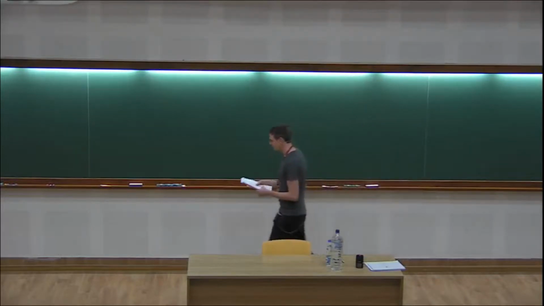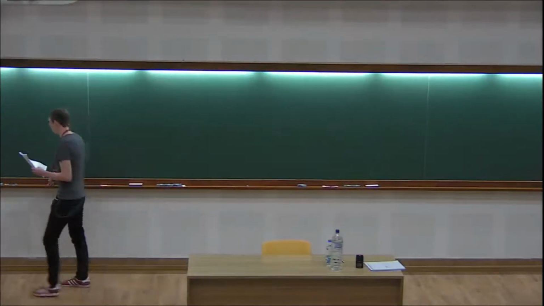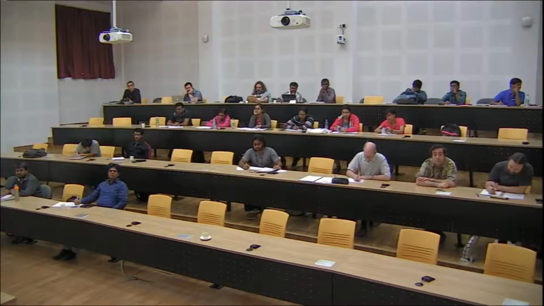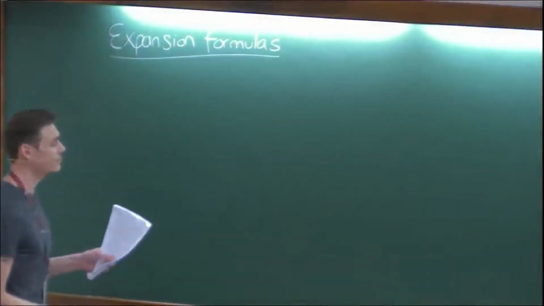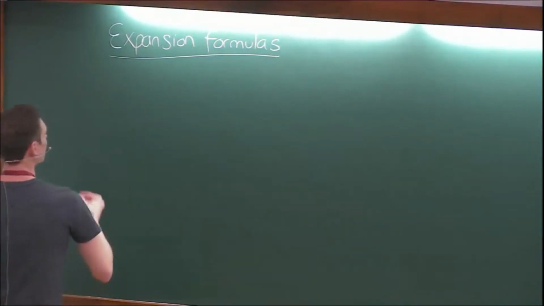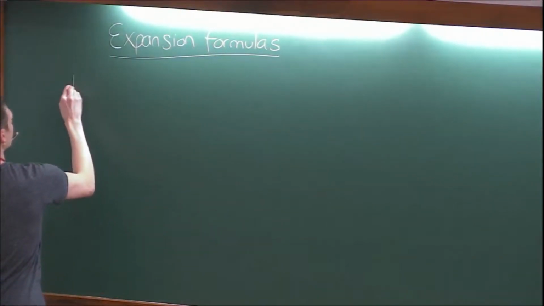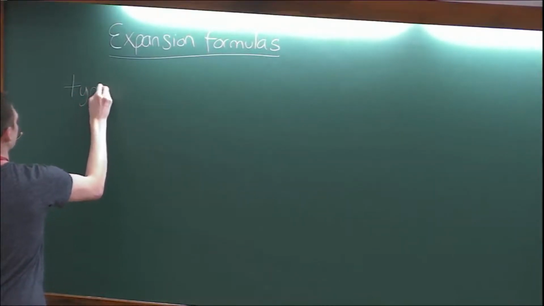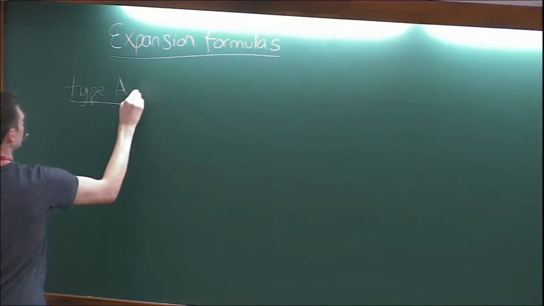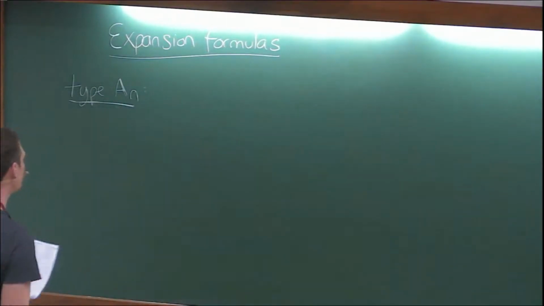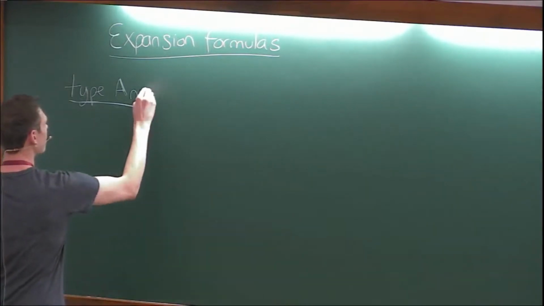Okay? So today we'll talk about expansion formulas. And it will really be about the evolution of these expansion formulas, so starting in a simple case, and then adding to the complexity. So we'll look at type AN. And type AN cluster algebras, we've seen already, can be explained by triangulations of polygons.